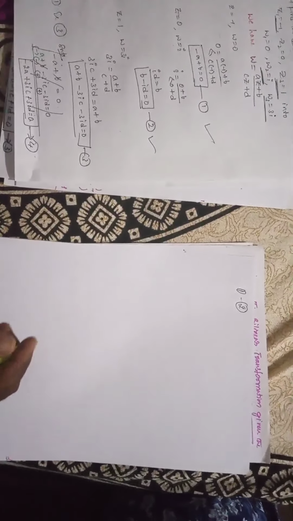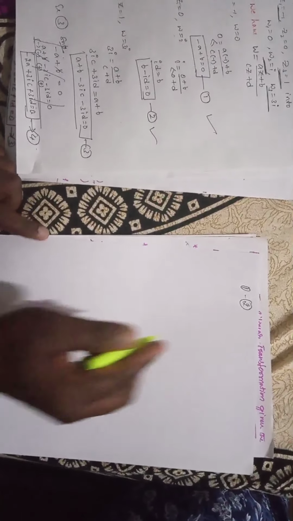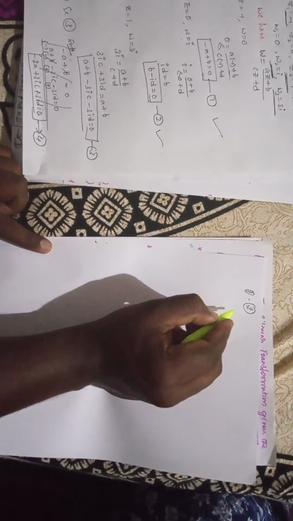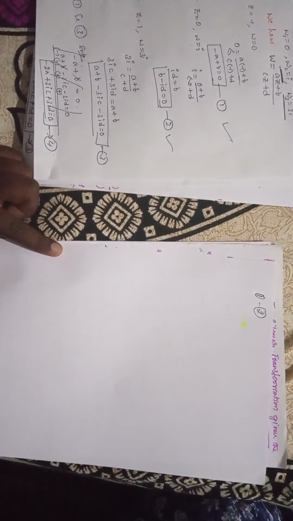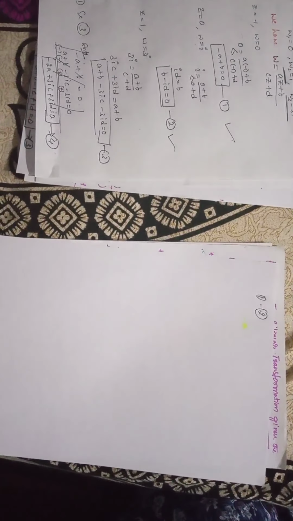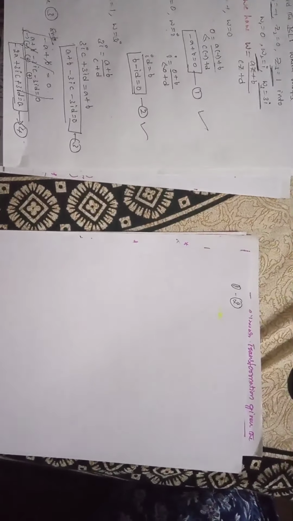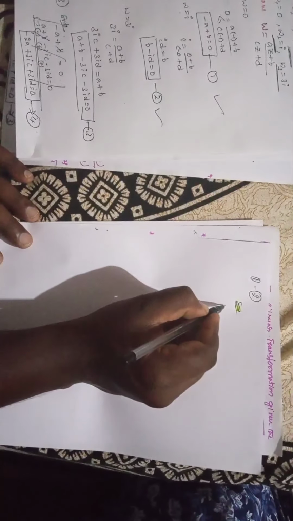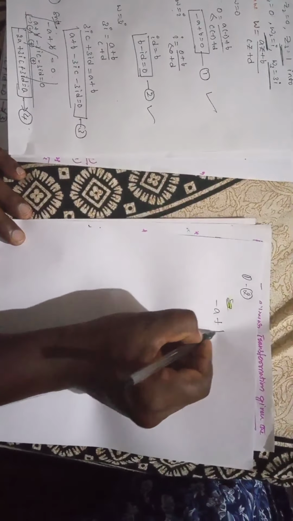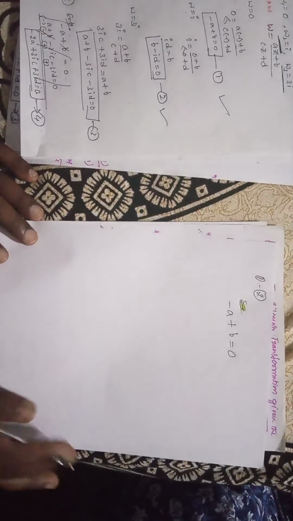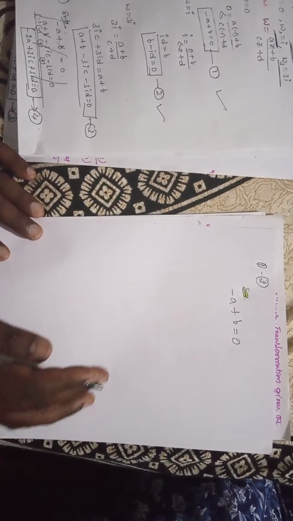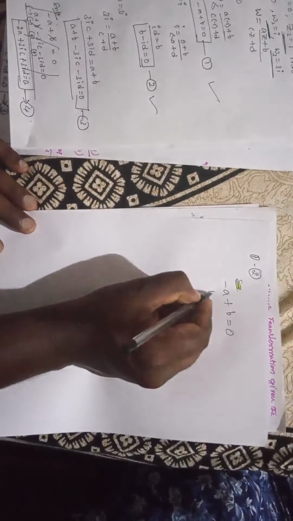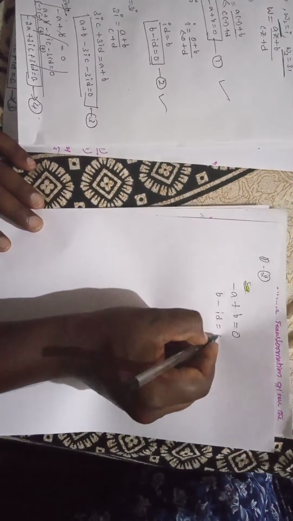Id equal to 0. So here write the first equation. The first equation is minus a plus b equal to 0. The second is b minus id equal to 0.